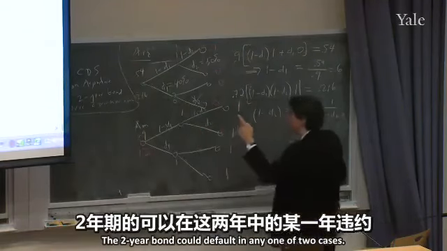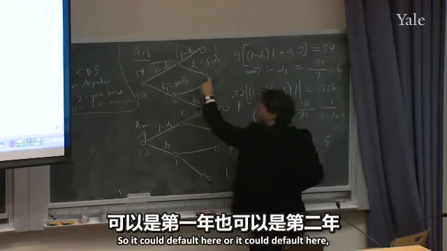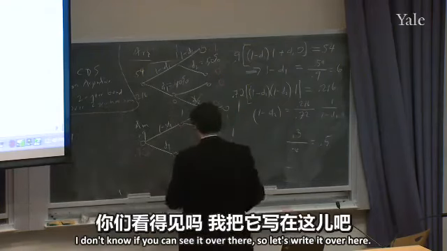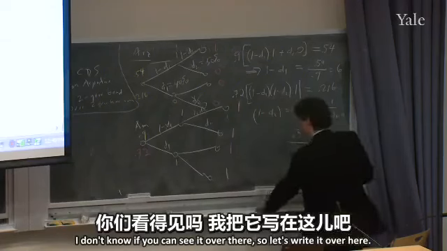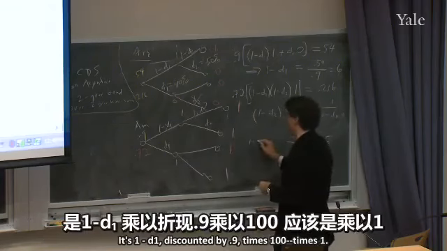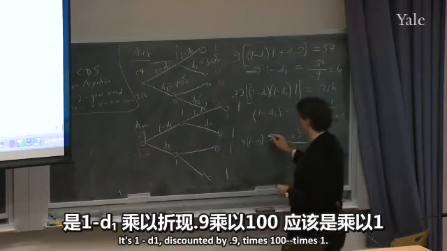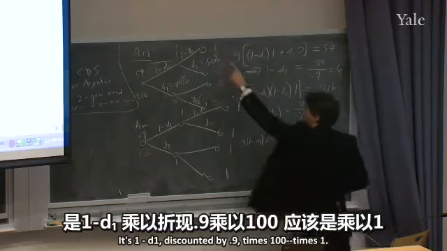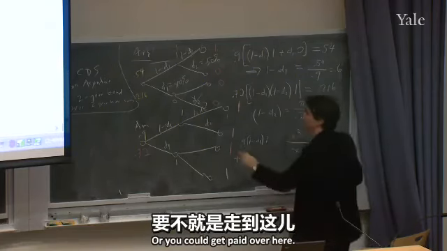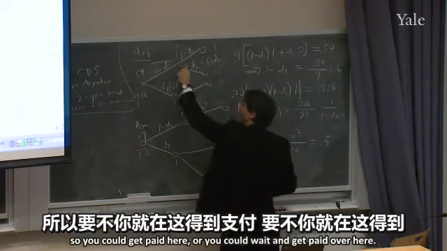The 2-year bond could default in any one of two cases. It could default here, or it could default here. So you're going to get the American 0.9, right? That's the discount. I don't know if you can see it over there, so let's write it over here. So over here, what's the value of going down here? It's 1 minus D1, discounted by 0.9 times 100, times 1. I guess the payoff is 1 in this case. Or you could get paid over here. So either when the 1 year defaults, or the 2 years defaulting too. So you could get paid here, or you could wait and get paid over here.